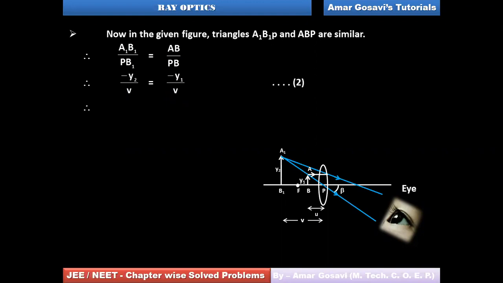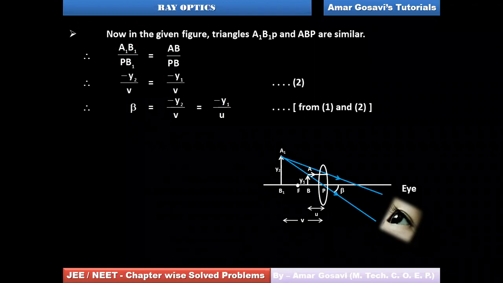Let this be equation 2. But we all know beta is also given by minus y2 by v, and it is also given by minus y1 by u. So from 1 and 2 you can equate these two equations. Here I said it should be corrected: instead of v, it should be u as per the diagram.